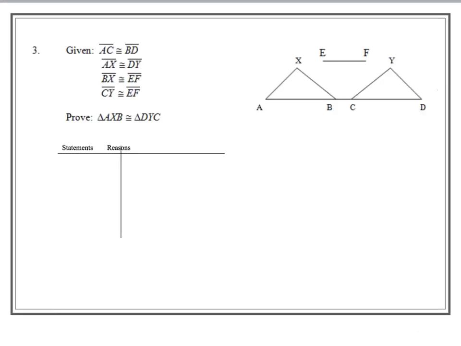Okay, let's take a look at our third and last proof. You can see our diagram on the right. Interesting looking diagram. Let's take a look at our given information, starting with the first piece of given information. AC, that line segment is congruent to line segment BD. That is given to us. Let's mark that. AC congruent to BD.